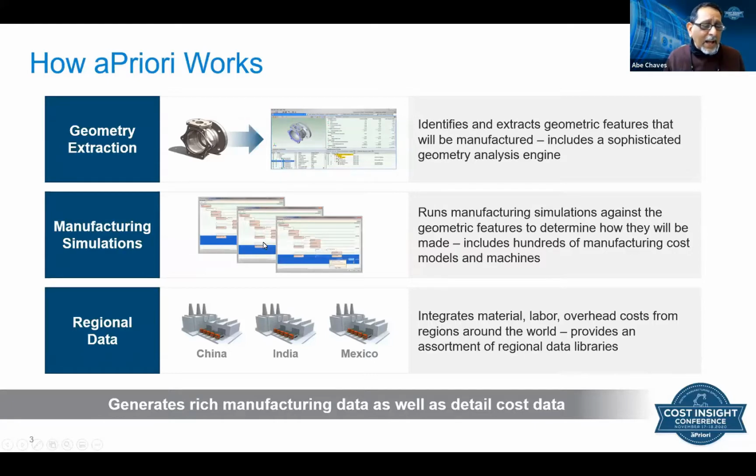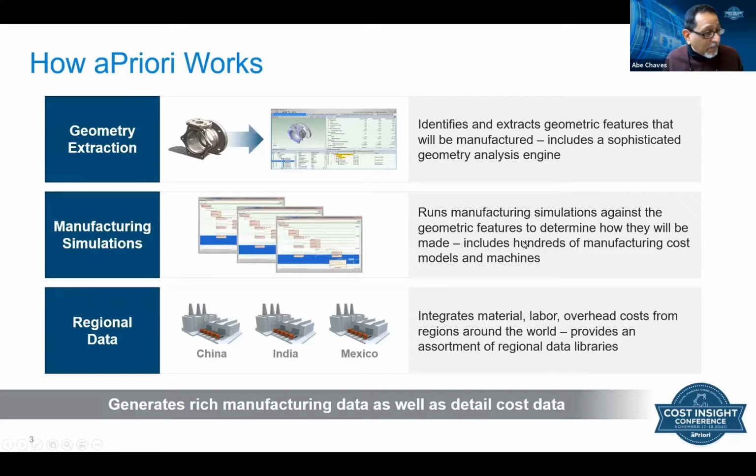And once it knows that, then it goes to a virtual factory model and it starts running a manufacturing simulation. And from that, it's going to generate the machines that it needs to use to make that part, right? What processes are required, what machines are required and sizes, what's the cycle time on each one of them, how much material is consumed, and so on.